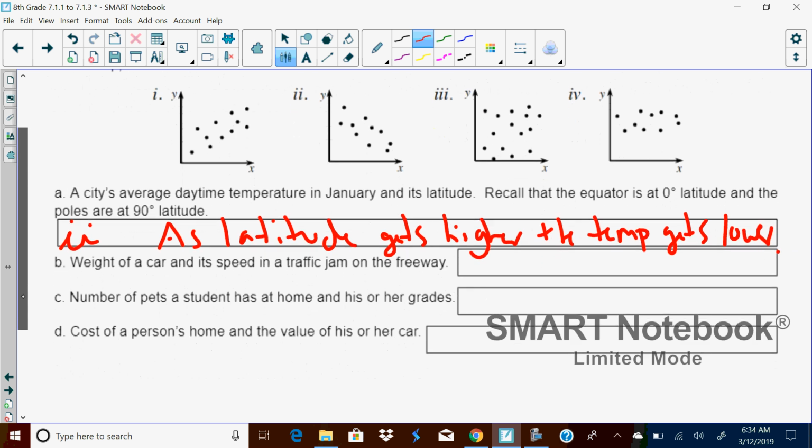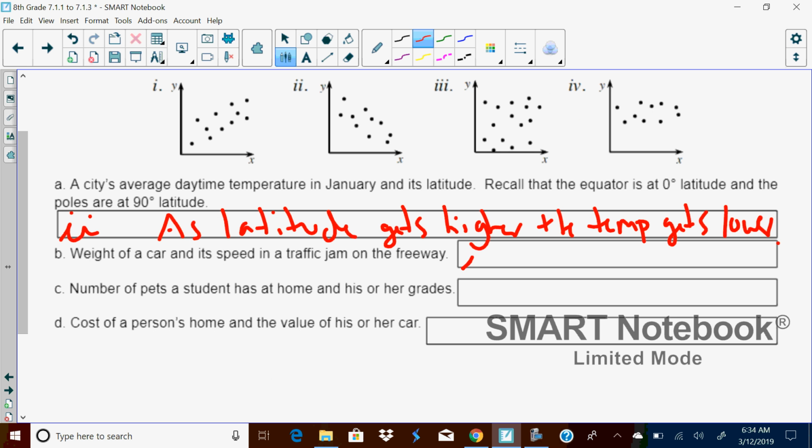So B, the weight of a car and the speed of traffic. That's actually the fourth one. The weight, all the cars will be going the same speed.